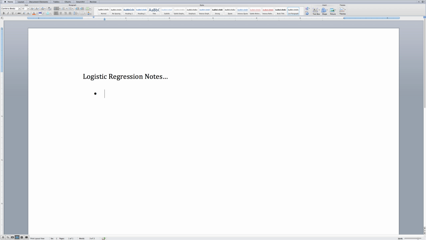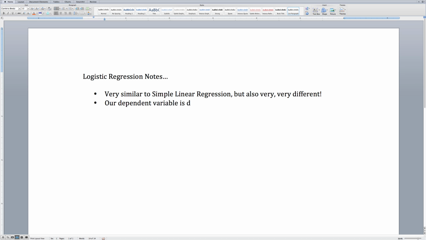What I would want you first and foremost to know about logistic regression is it's very similar to what I would call simple linear regression, but also very different. Logistic regression is different because our dependent variable is dichotomous, and we usually think of a dichotomous variable as being coded zeros and ones.